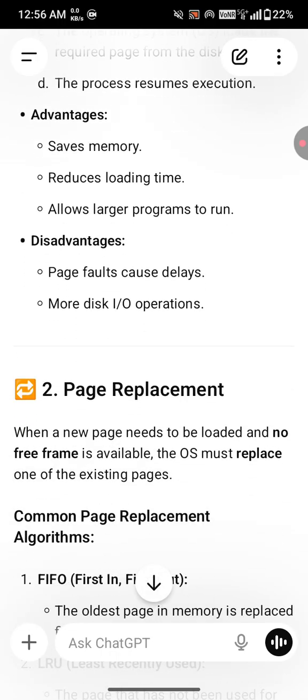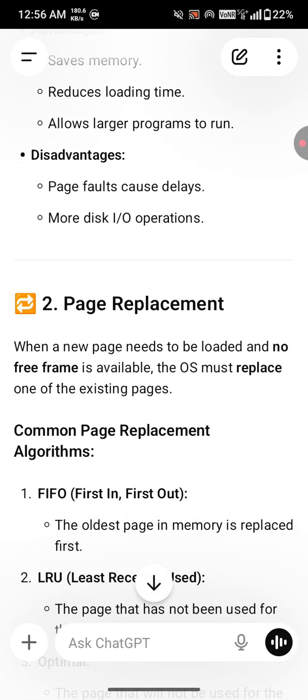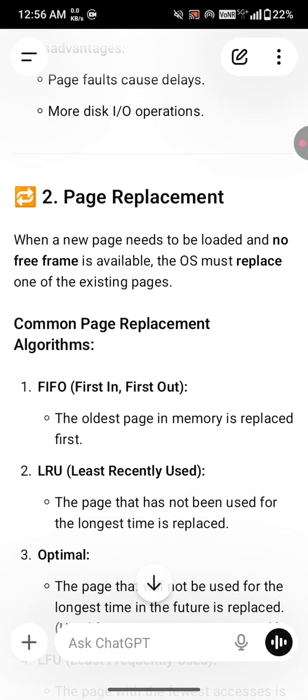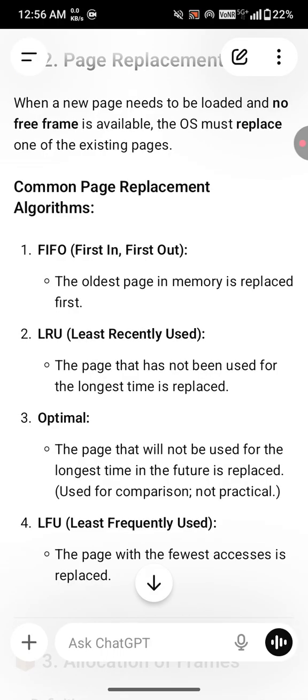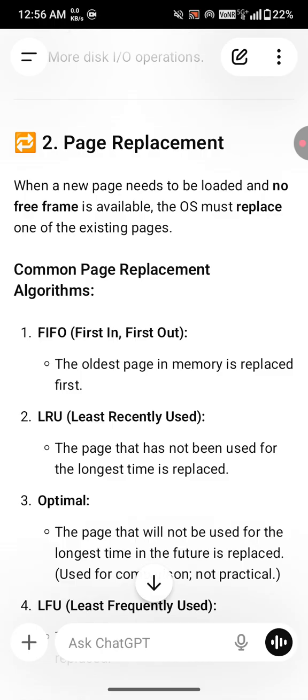So now page replacement. When a new page needs to be loaded and no free frame is available, the operating system must replace one of the existing pages. And here are some common page replacement algorithms: FIFO, first in first out; LRU, least recently used; optimal; LFU, least frequently used. So first discuss the FIFO. FIFO means first in first out. The oldest page in memory is replaced first.